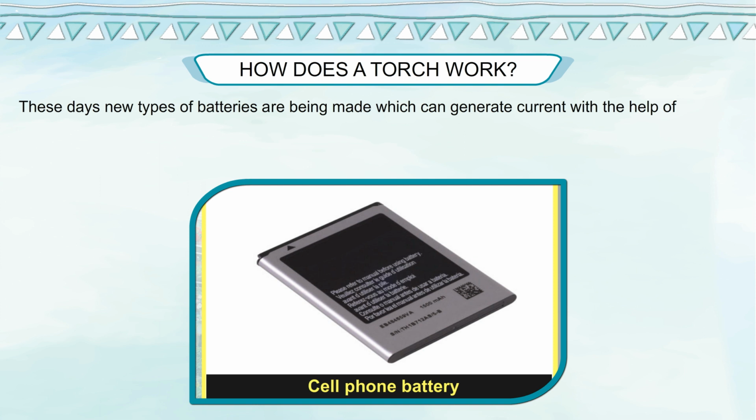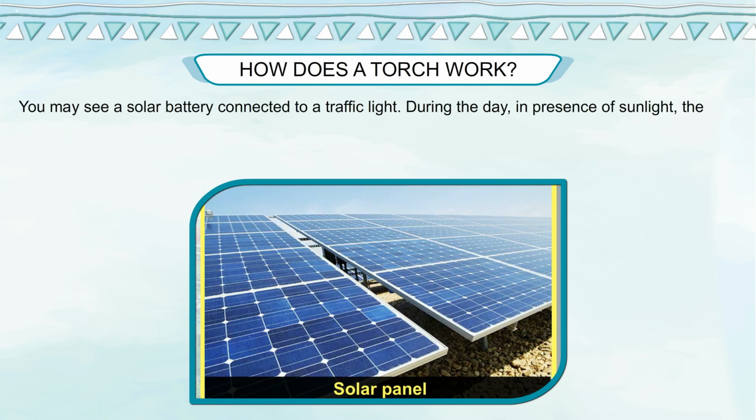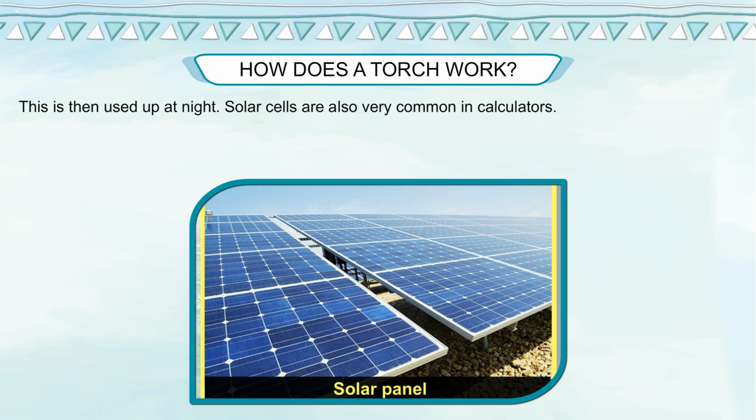These days, new types of batteries are being made which can generate current with the help of sunlight. Such batteries are called solar cells. You may see a solar battery connected to a traffic light. During the day, in presence of sunlight, the battery makes and stores electricity. This is then used up at night. Solar cells are also very common in calculators.